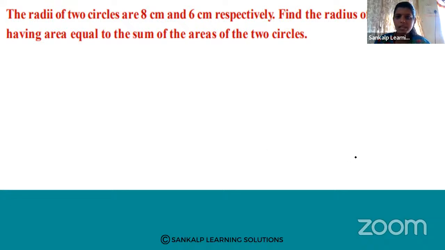Find the radius of the circle having area equal to the sum of the areas of two circles. Again, it is the same question. Yes, so the radii they have given: R1 is equal to 8 centimeter, and R2 is equal to 6 centimeter.